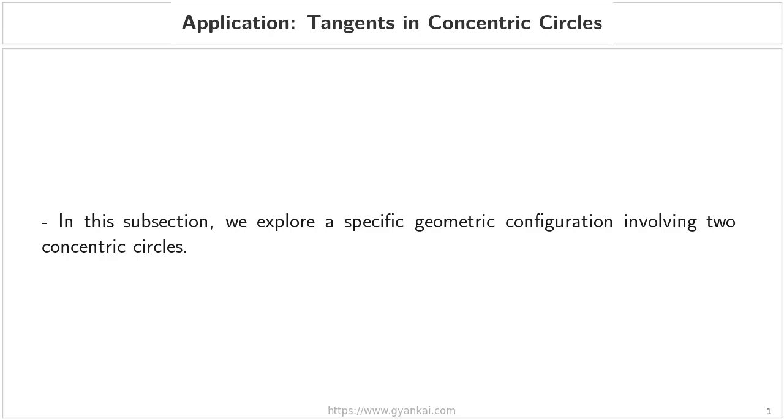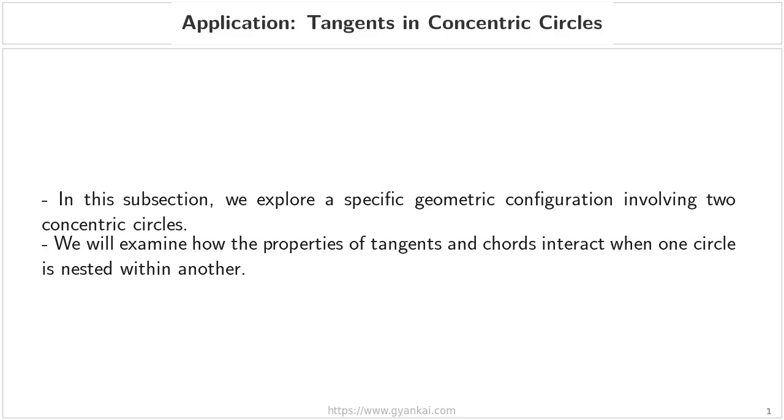Welcome, everyone. Today, we are going to dive into a very interesting topic in geometry: the application of tangents within concentric circles. In this subsection, we are going to explore a specific geometric configuration where we have two concentric circles, meaning circles that share the exact same center point.